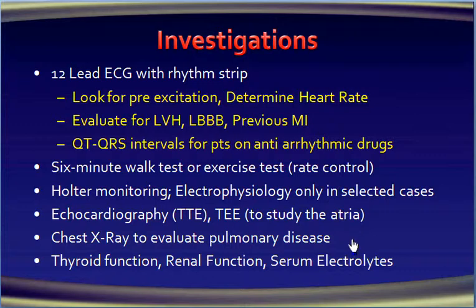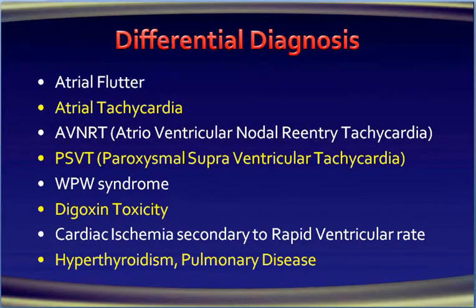X-ray chest is required to evaluate any pulmonary disease which is associated and which may be the underlying cause for the dyspnea and not the atrial fibrillation, or sometimes the pulmonary disease may be the cause for the right atrial pressure and right atrial dilatation producing atrial fibrillation. We require thyroid function tests and renal function tests and of course serum electrolytes, because we know electrolyte abnormalities and hyperthyroidism are associated with atrial fibrillation.